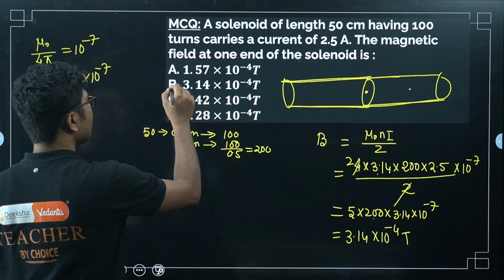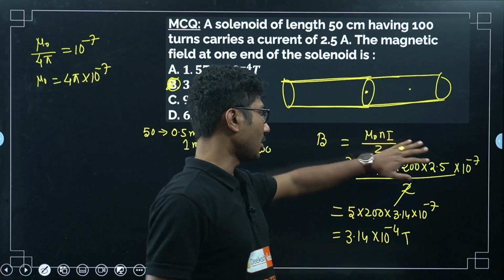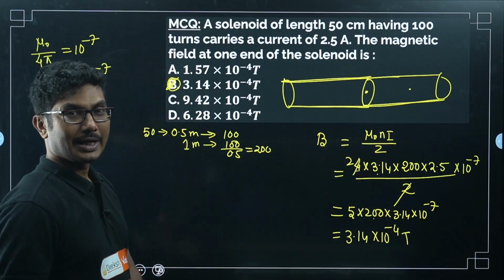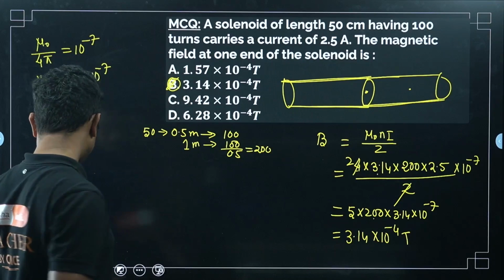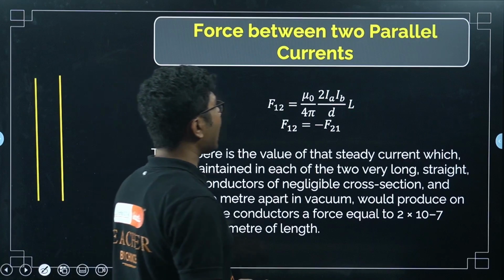Now, what is the value? So, the correct value is option B. You should be careful while solving this problem. There is only one trick in this problem: because it is at one of the ends, it will be half of the normal value. Okay. Now, force between two parallel currents.